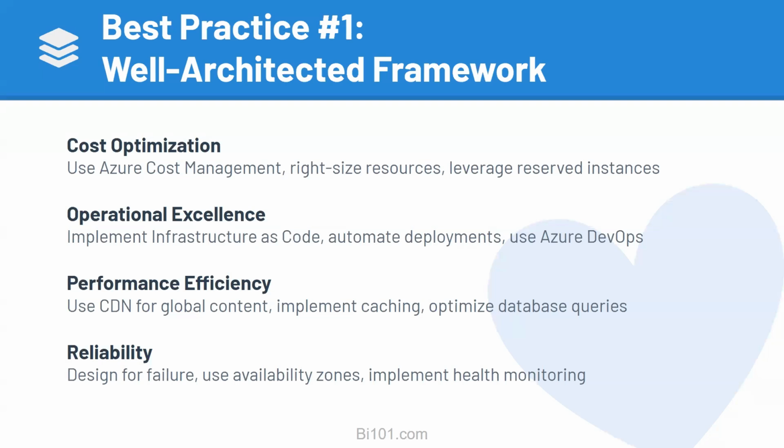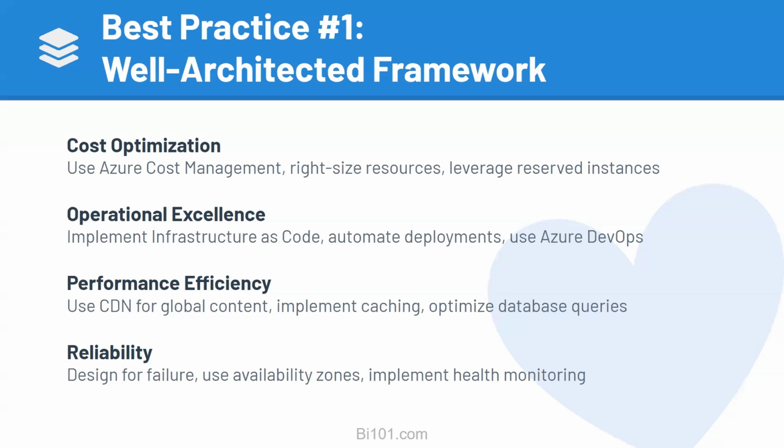Now, performance efficiency. Azure uses CDN for global content. What is CDN? It's a content delivery network. So Azure implements caching and optimizes database queries. This is very important for services like Fabric, Power BI, and your SQL servers that need to be optimized. Azure has you covered.